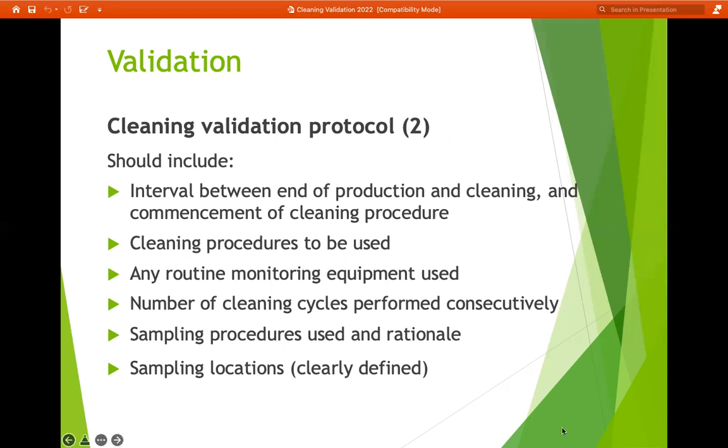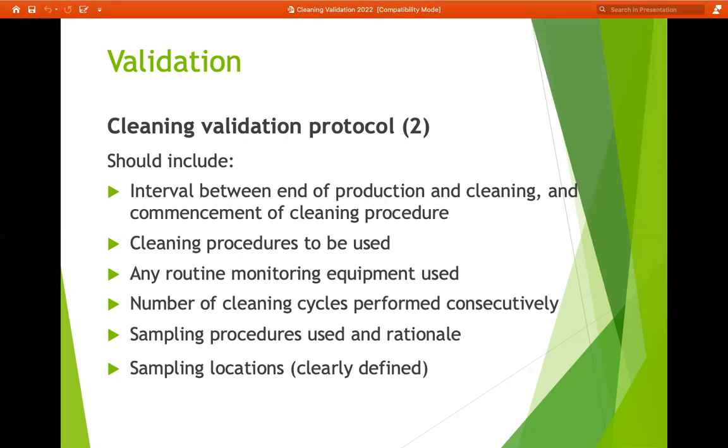This first point is also important, because of the interval between two productions and cleaning. It shall be defined how much time you are going to keep that equipment idle. Otherwise, in many cases there might be chances of microbial contamination, like if you are producing liquid products and keeping them for more time. So cleaning procedure time intervals must be considered, and the time taken for the cleaning procedure is also most important.